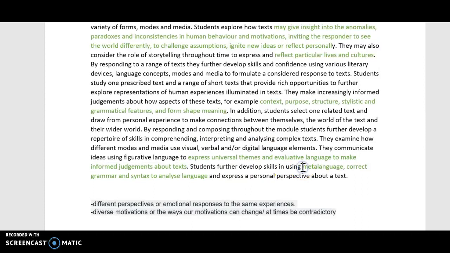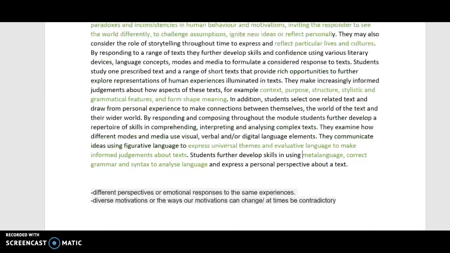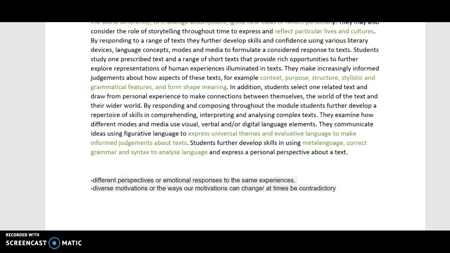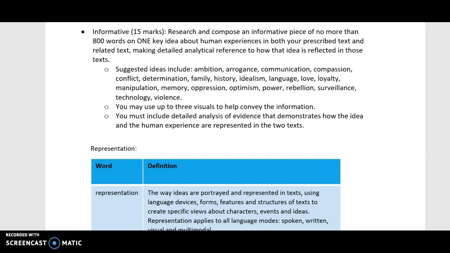Okay, and then you use the metalanguage of the subject. You use correct grammar and syntax to analyze language. So it's asking you to write in a sophisticated way. Proofread your writing. Look at your writing critically. Get a friend to look at your writing analytically and critically to make sure it's correct. Okay, you need to be doing all of those things, and all of those things are coming out in this question up here when it says one key idea about human experiences in both your prescribed text and related text, making detailed analytical reference to how that idea is reflected in those texts.